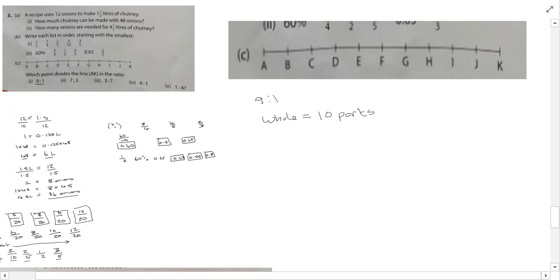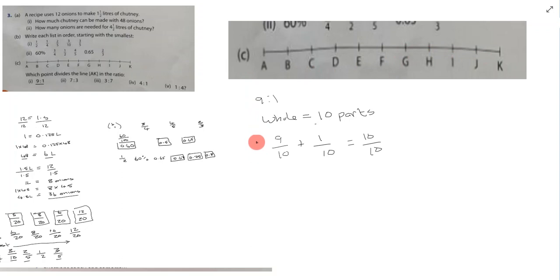And then what we're saying here is we want to split it up into the ratio 9:1. So we want to have 9/10 and 1/10. When we add the two of these together, we get 10/10. If we have a look at the line that we have here, we can see that it's split up into 10 parts: 1, 2, 3, 4, 5, 6, 7, 8, 9, 10.